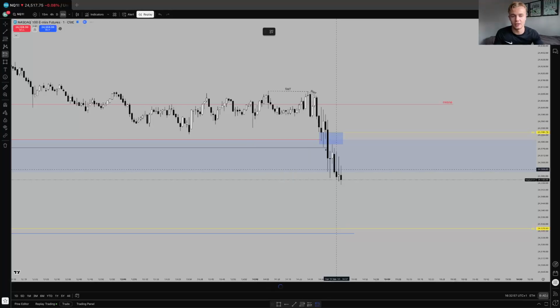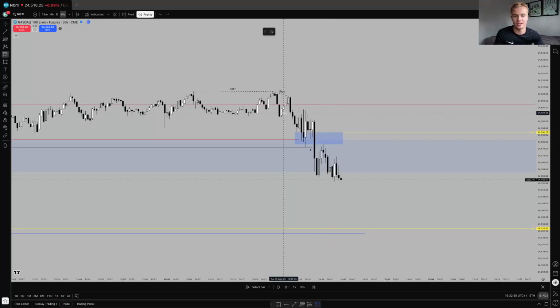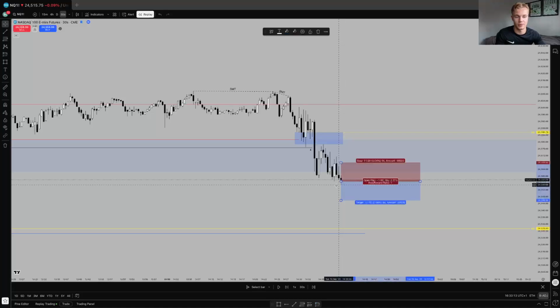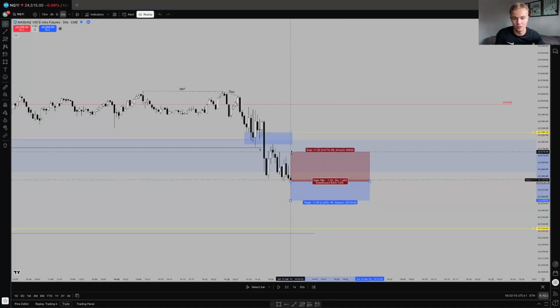If we go down here to the 30-second time frame, we can see we're making lower lows, lower highs on a gap, lower lows, lower highs on a gap, lower lows, lower highs on a gap, lower lows. We can clearly see that we are not respecting any bullish order flow.